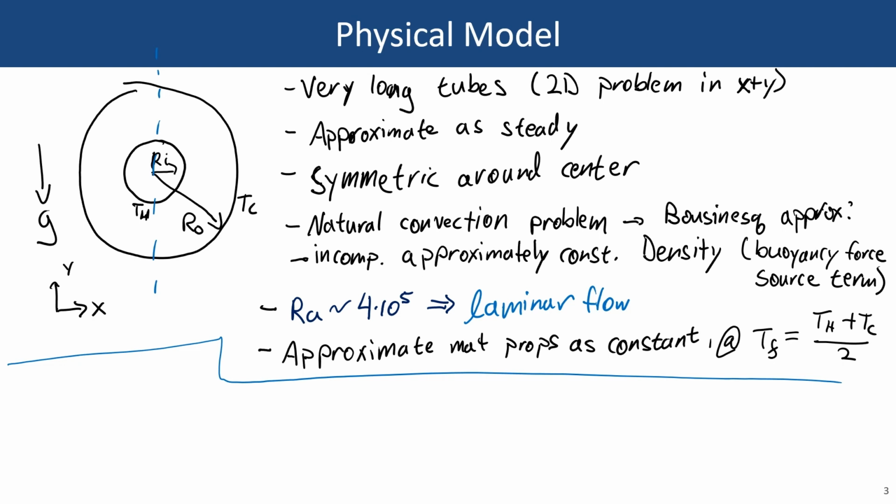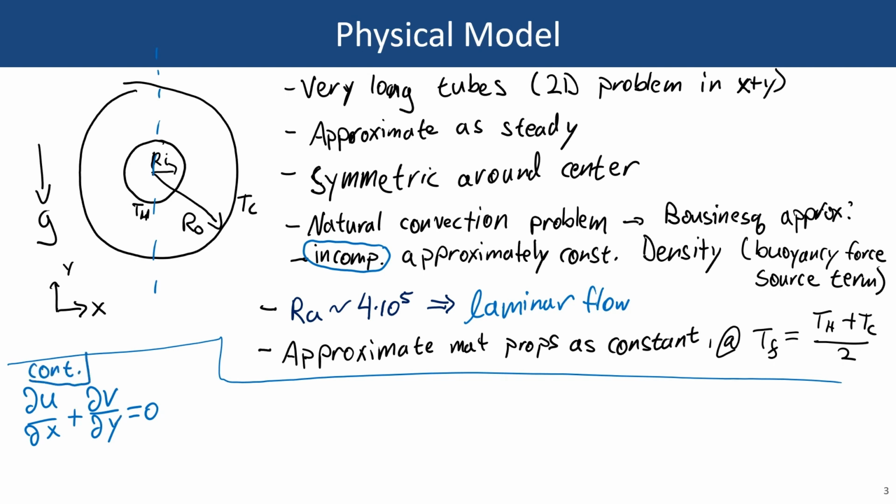Because we're calling this flow incompressible, we have the incompressible continuity equation. Since it's a 2D flow, we have du/dx plus dv/dy equals 0. So that's for our continuity.